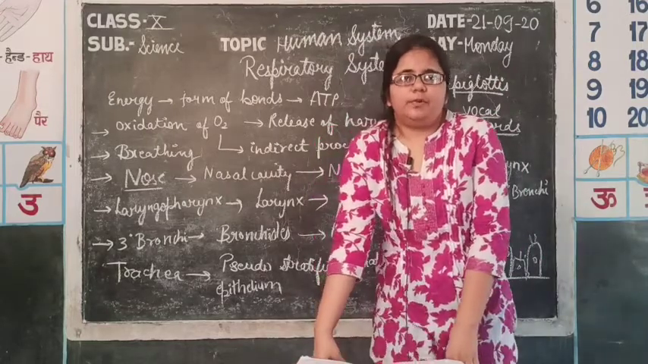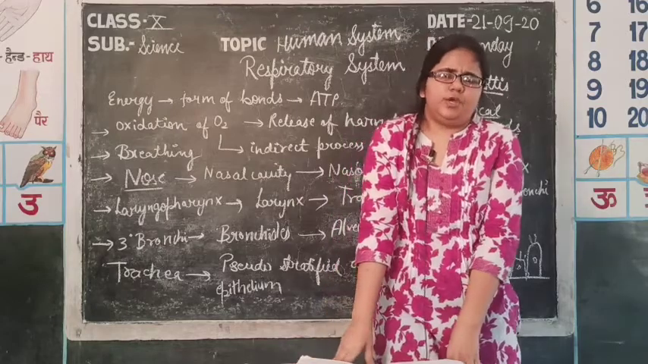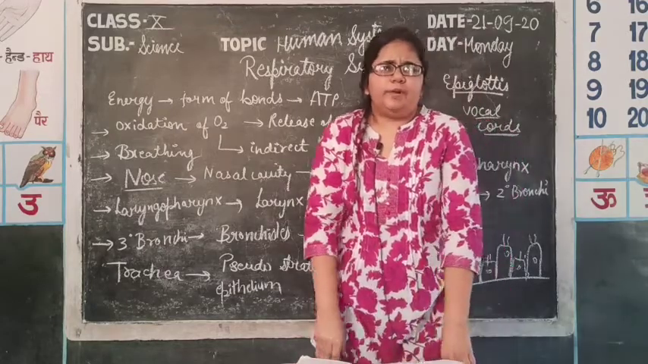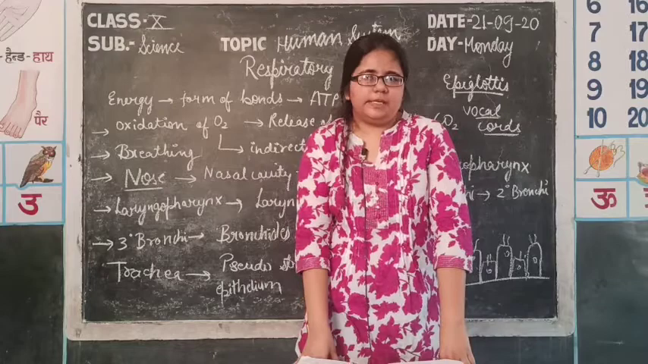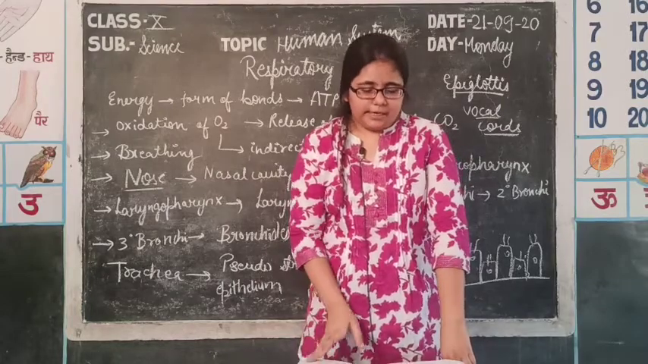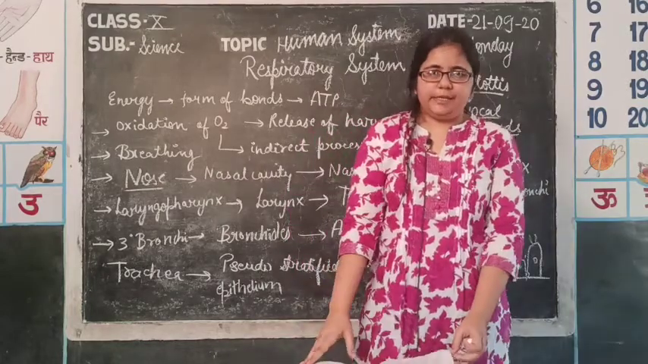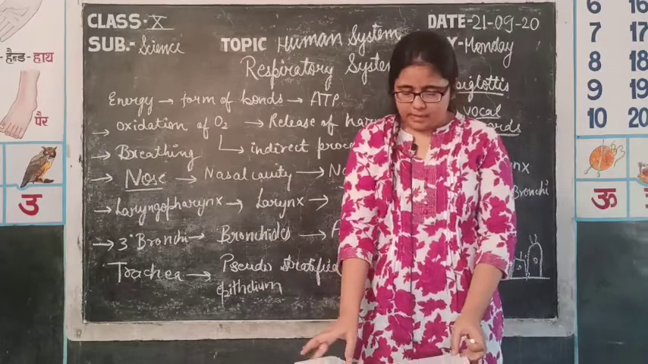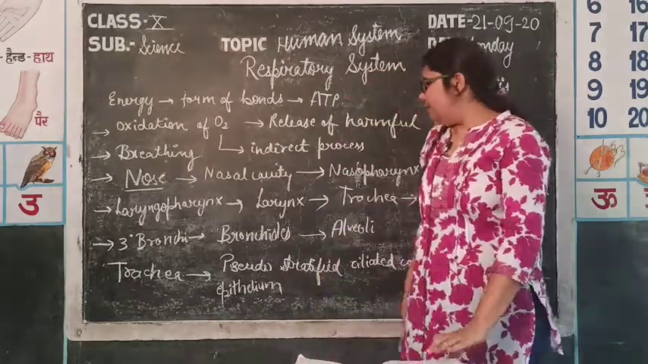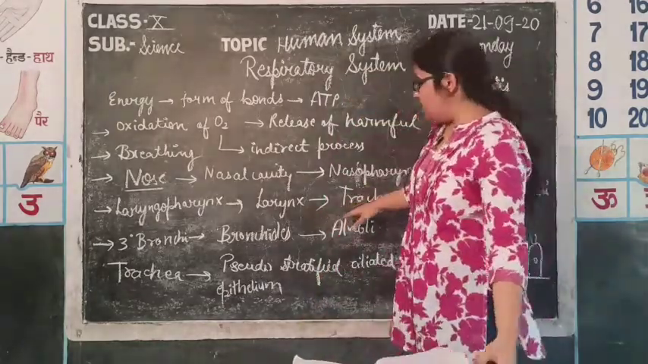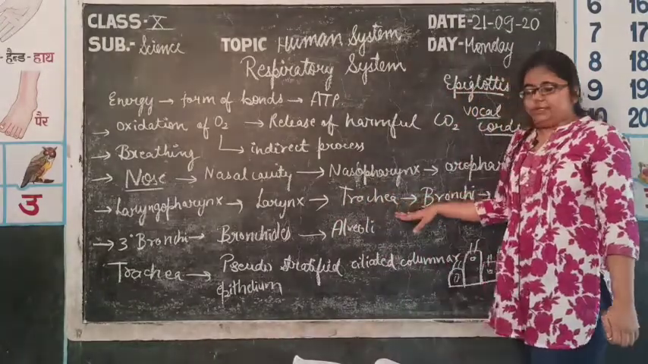The larynx is made up of 9 types of cartilage. You don't need to remember which types of cartilages are present in the larynx. Just remember that there are 9 types of cartilages present in the larynx region. Then from the larynx, air passes to the trachea.